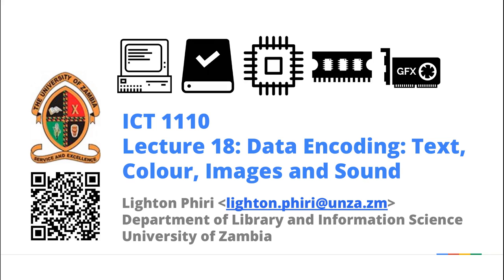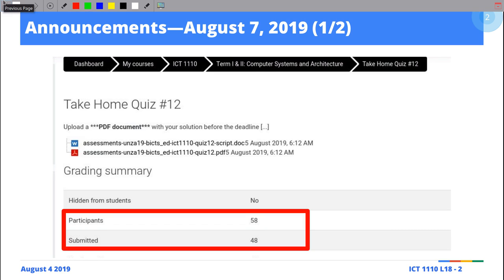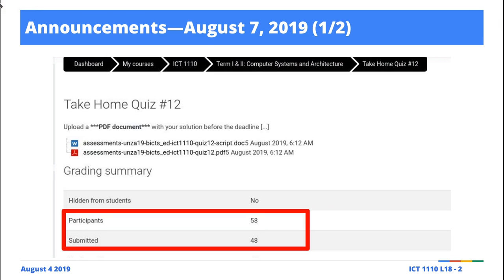All right, so if there are no questions, we'll continue. Hopefully we finish off, not hopefully actually, we're supposed to finish off our discussion of data encoding. Sorry about that.